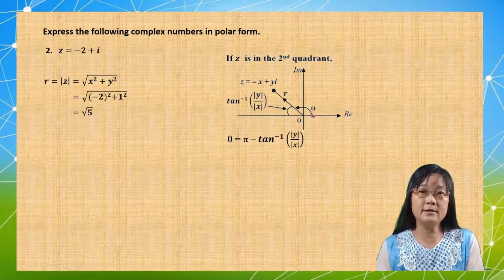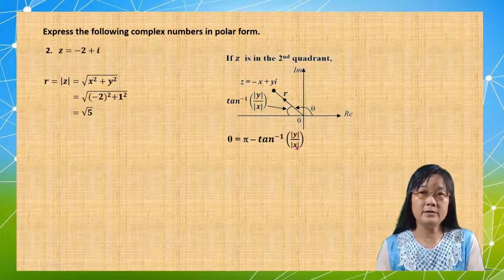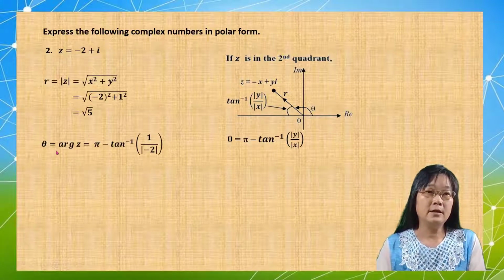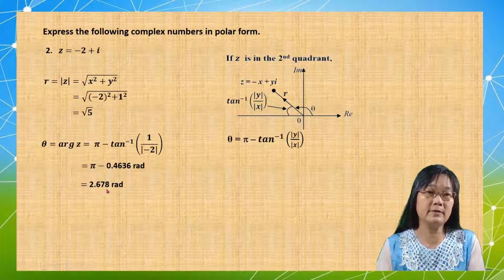Then the argument of the complex number in the second quadrant is this one. So to find this angle, I have to use pi minus the basic angle, arctangent of positive y divided by positive x. Therefore, the argument for this complex number is pi minus arctangent, y is 1, x is -2, so I need to use the modulus to get the positive value of x. So when I press the calculator, this is 0.4636. Then pi minus 0.4636 is equal to 2.678 radian.